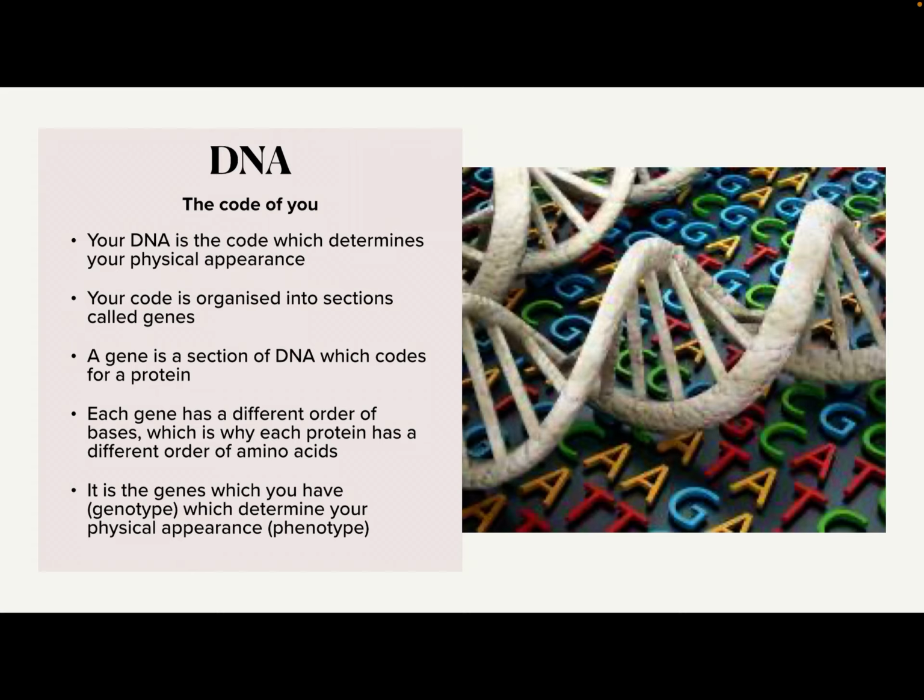So the gene for insulin might be ATAGCT, but the gene for glucagon might be GCGCTA. So it's the same bases, but every gene has a different order of bases. And because a gene codes for a protein, proteins are made of amino acids. If the gene has a different order of bases, the protein will have a different order of amino acids.